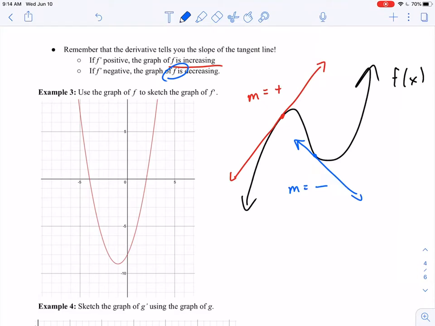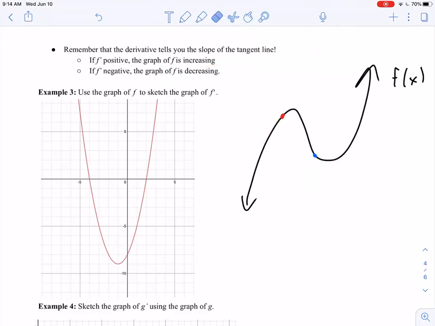So this is very cool. I can look at the graph and make conclusions about the derivative, or vice versa. I can look at the derivative and make conclusions about what the graph is doing there. The one case we haven't talked about, and I want to make sure that we just mention it here and see a quick example.